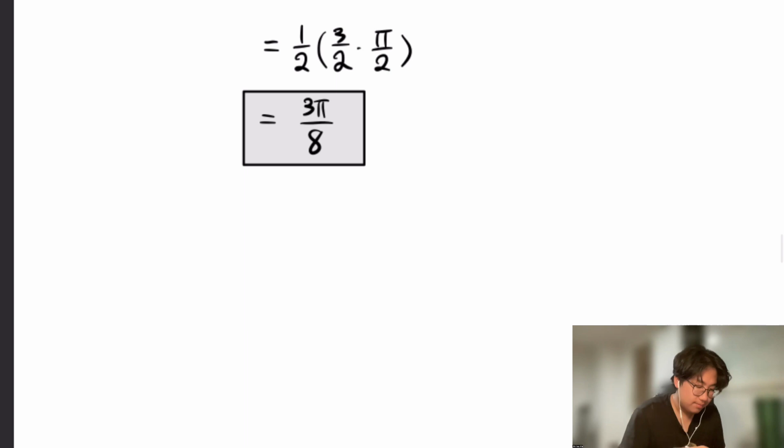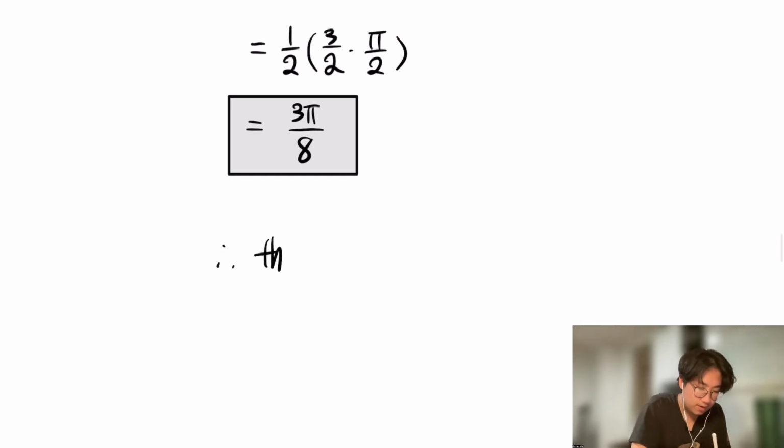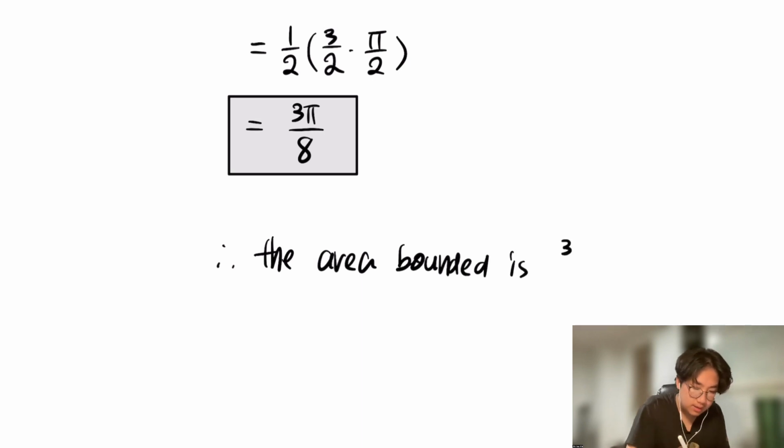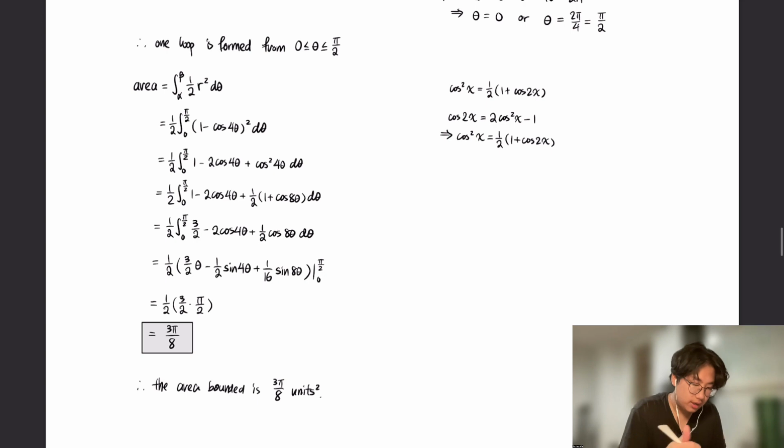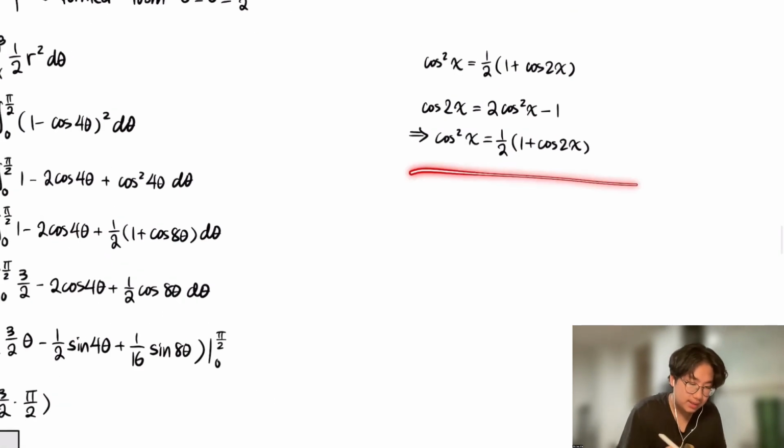You can say, therefore, the area bounded is 3 pi over 8. They didn't really specify units, so you can just say units squared, I guess. But yeah, the big trick here was mainly implementing this right over here.